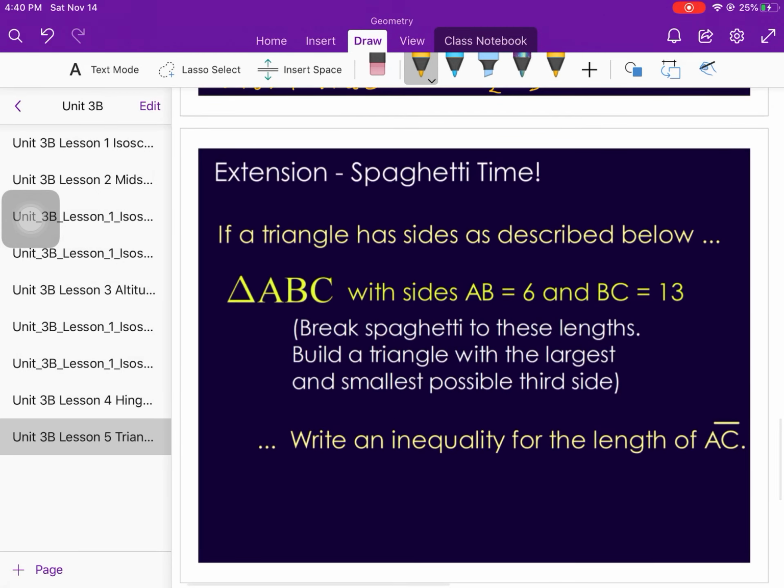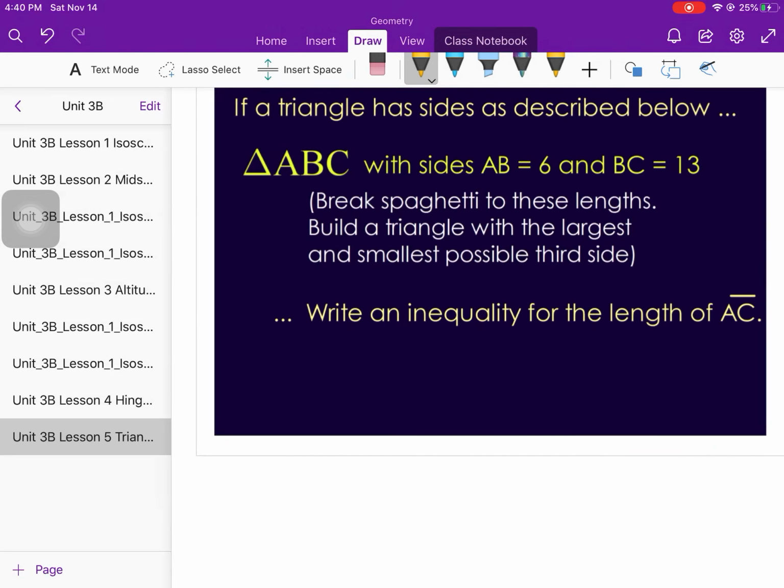Okay, now we're not actually going to do the spaghetti extension, but the idea behind it we are going to use. If a triangle has sides described below, with sides AB being 6 and BC being 13. So let's draw a triangle ABC. We really don't know much about the triangle other than the fact that 6 and 13 are 2 of the sides. Let's just say it's like this. We don't know whether 13 is the biggest side. We don't know if 6 is the smallest side. So we have to think about the different possibilities and combinations that we could use in order to construct a triangle that's possible. All right?